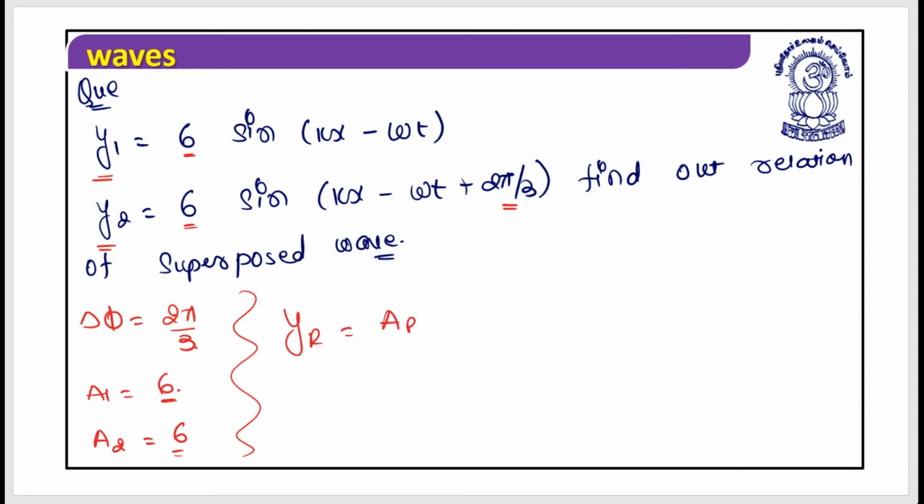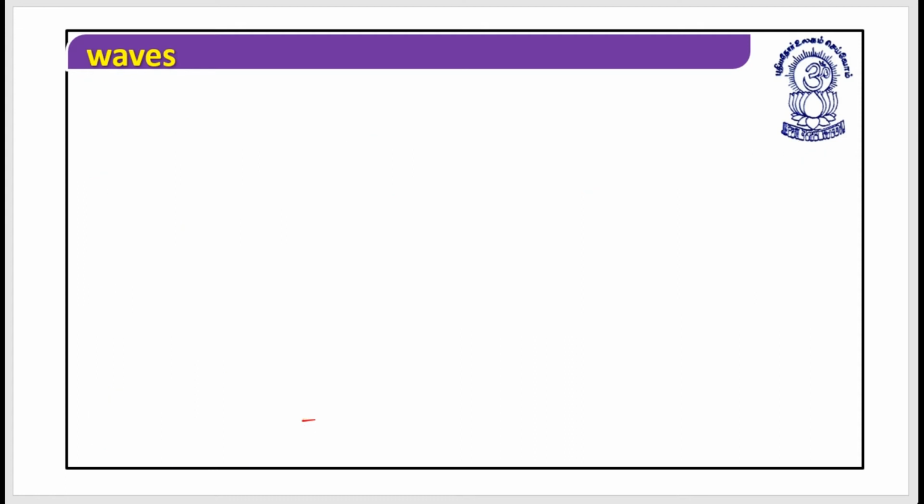What I want is yr = Ar sin(kx − ωt + φ'). So my requirement is two things. First I need to find Ar, and then I need to find φ'. If I have done these two, then I will get my answer. So let's first work on Ar, the resulting amplitude. The resulting amplitude could be given as 2A cos(φ/2).